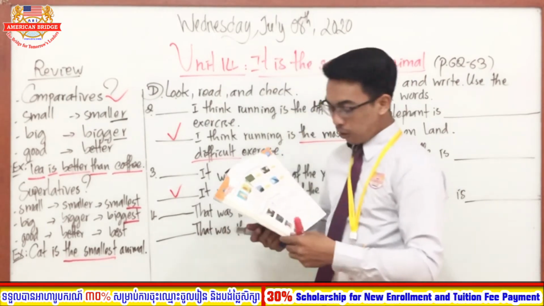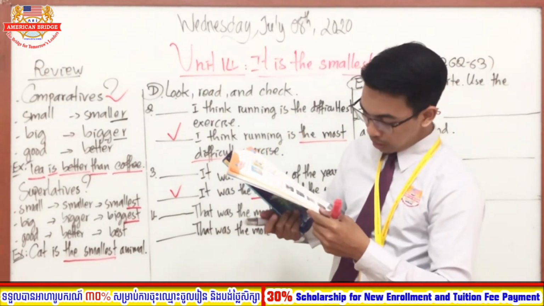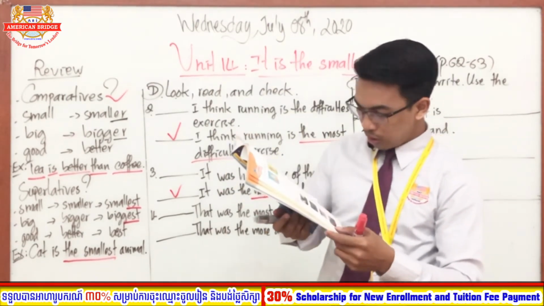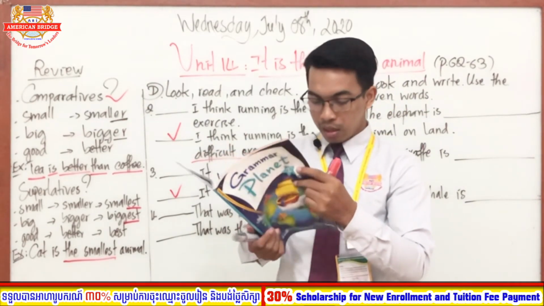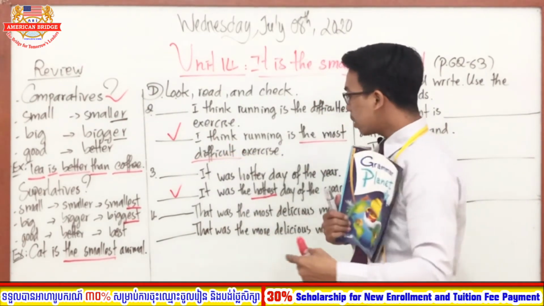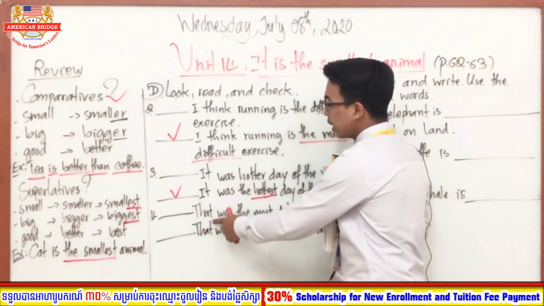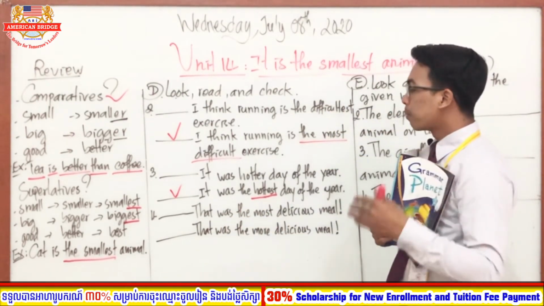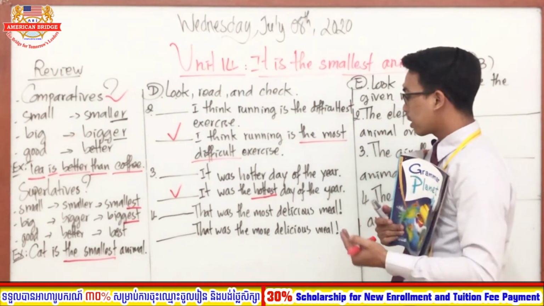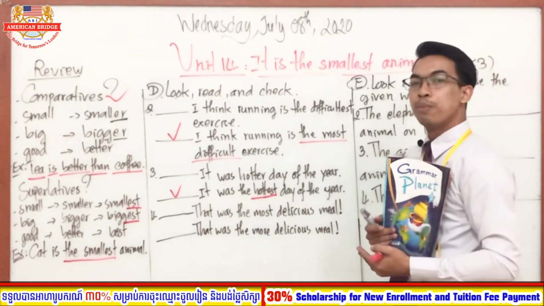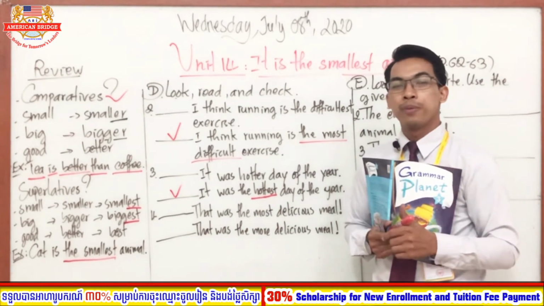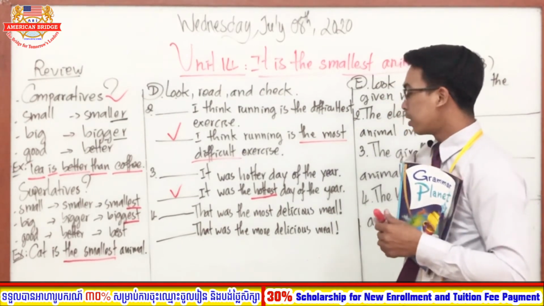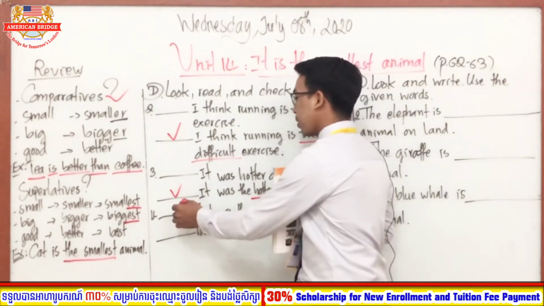So now let's move on to number 4. Okay, number 4, what do you see? You see maybe it is about fruit or meal, right? Good. So the sentence, the first one, that was the most delicious meal. Second one, that was the more delicious meal. So which one is the correct answer, everyone? Very good. So the first one.